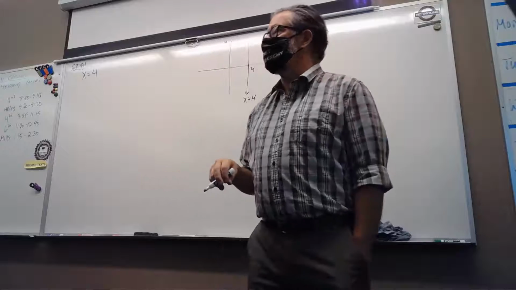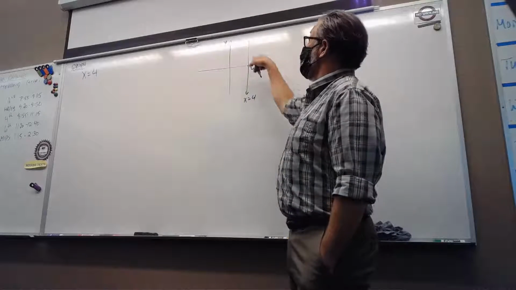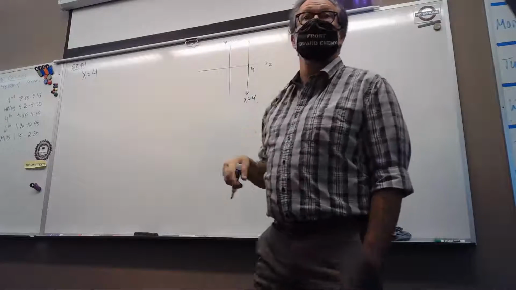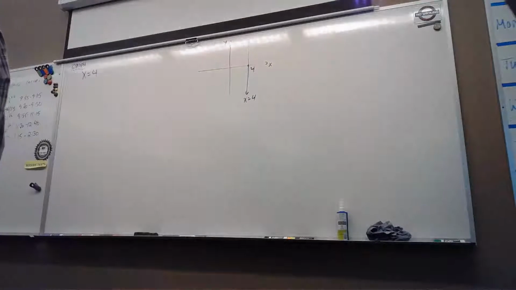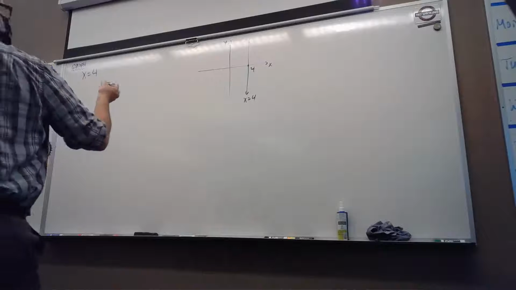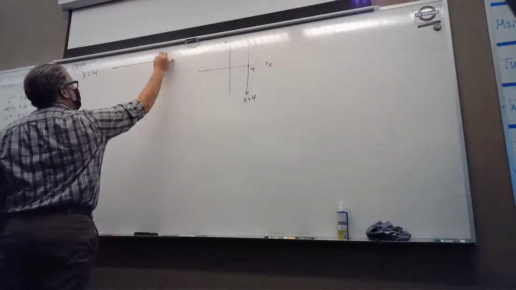Let me ask the question differently. Do we need the y-axis, since as Ethan told us, the y doesn't change, it doesn't matter what the y is? So what if we just got rid of the y-axis? What would this graph look like? A line. What kind of line? Like a line graph. It's a horizontal line.